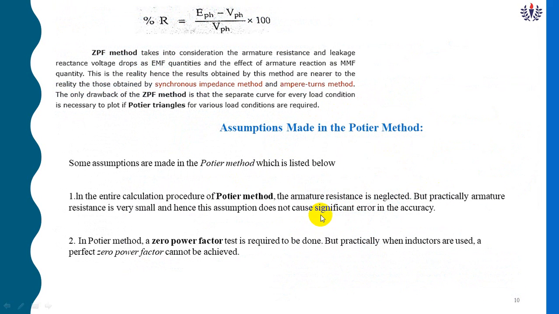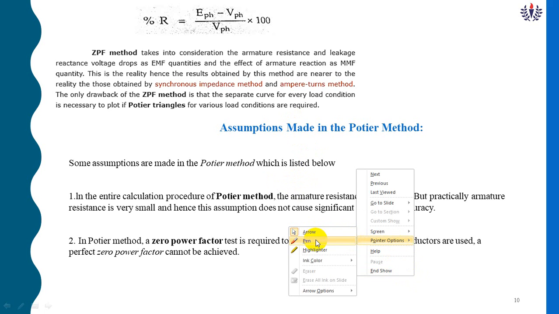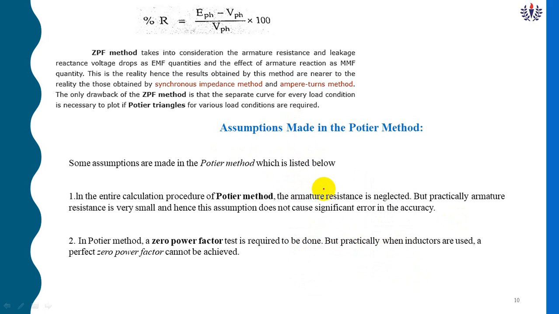Now what are the assumptions taken in this method? The first assumption, you have to neglect armature resistance. The second assumption, you have to set zero power factor test. So these are the two assumptions which we made in this Potier method, that is nothing but zero power factor method.